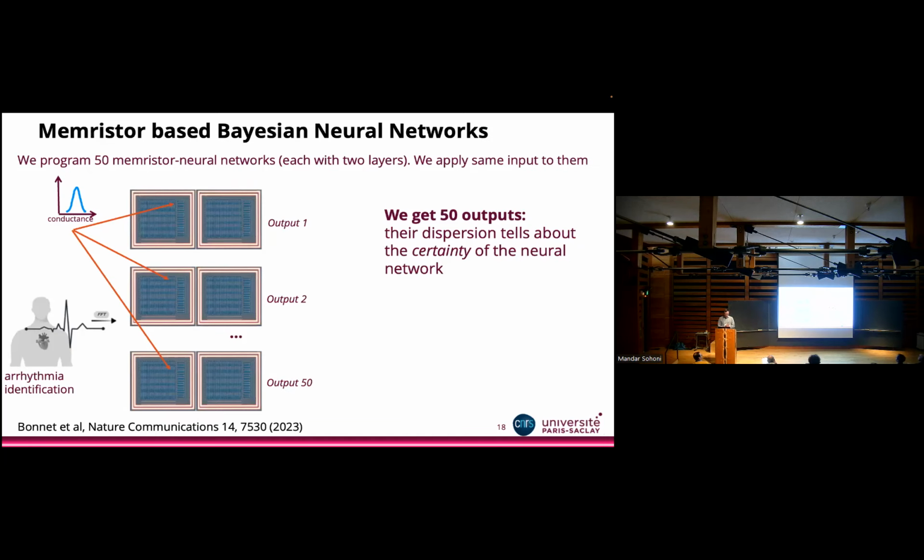So we did that in practice, and we used our memory store computing arrays. What we did is that we took 50 different implementations of the same neural network, and we programmed each memory store the same way. But because memory stores act as random variables, each of the memory stores is actually going to have a different value. When you present an input, all the outputs are going to be different, and the distribution of the output is going to tell us about the certainty of the Bayesian neural network. But how do we program the memory stores?